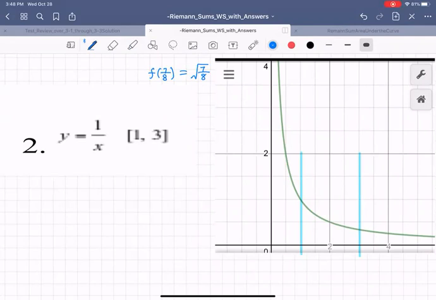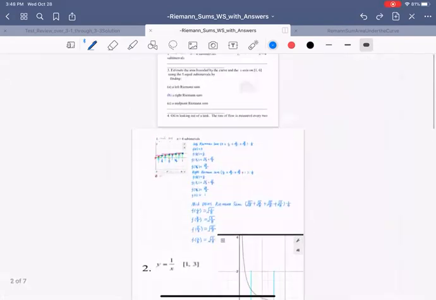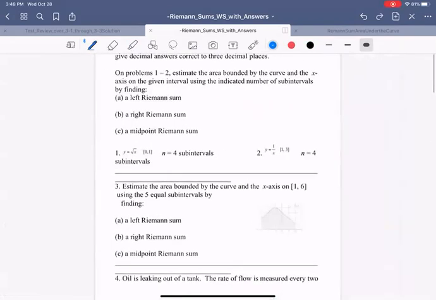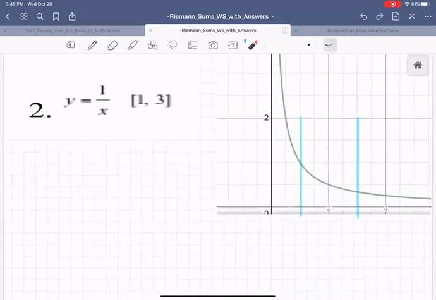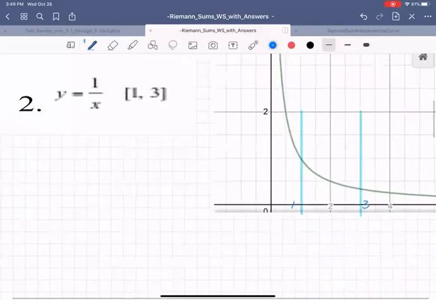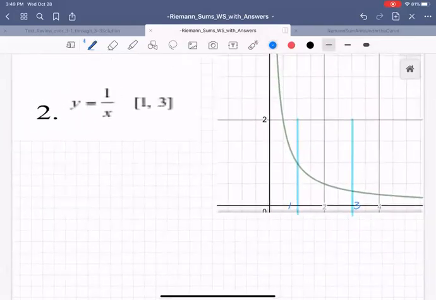We still do full intervals, right? How do you know how many intervals? They told you here. So this one is from 1 to 3. Full intervals, so that's going to be just like this, okay?